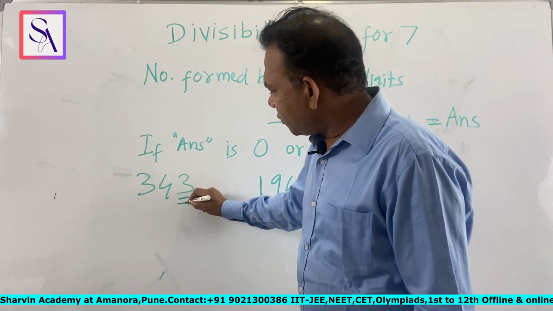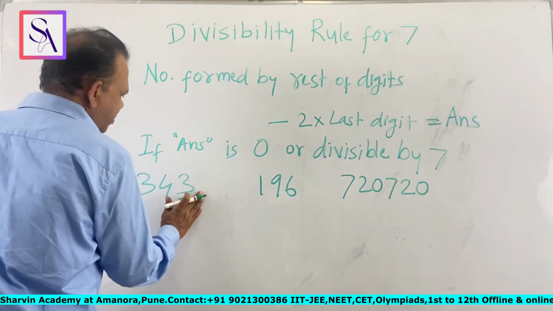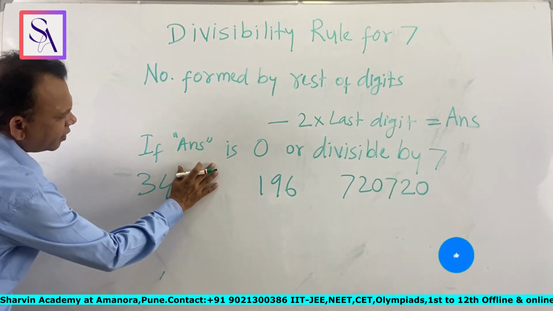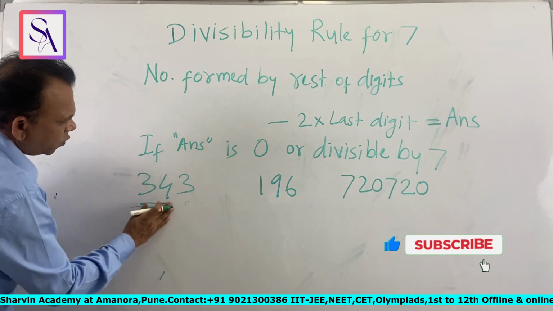Last digit is 3, right? And if I leave this last digit aside, so what will be the number formed? 34. So what I have to do?